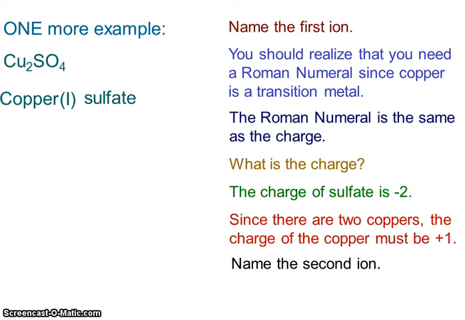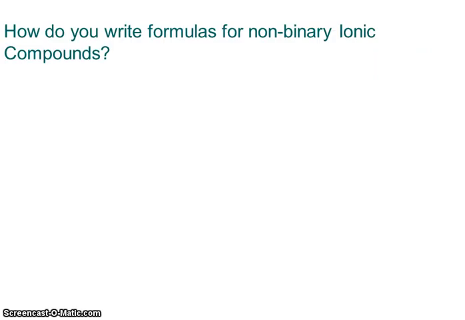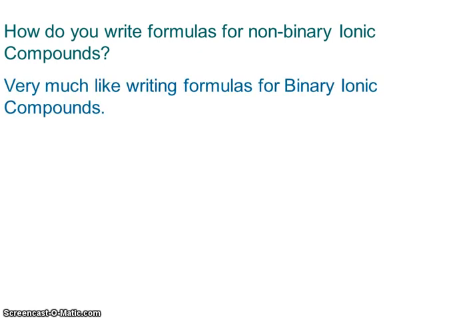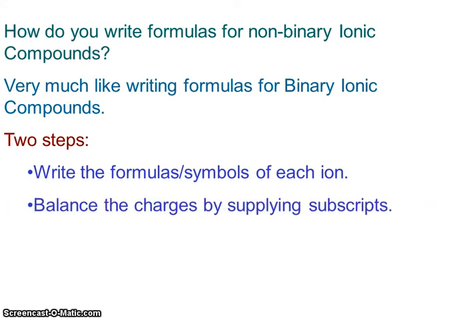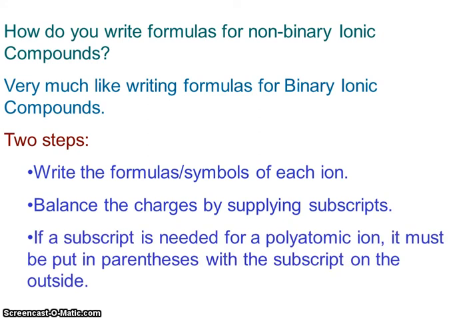And so again, we've just illustrated how simple this can be with a little deductive reasoning and knowing the names of my polyatomics. The next thing we want to do is write formulas for these non-binary compounds. The good news is it's not much different than writing it for binary compounds. There's 2 steps. We still write the formulas and symbols of each ion. So in this case it can be an element or it might be a polyatomic, but we're going to need its symbol including its charge.